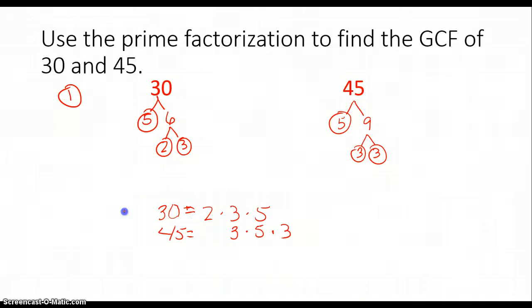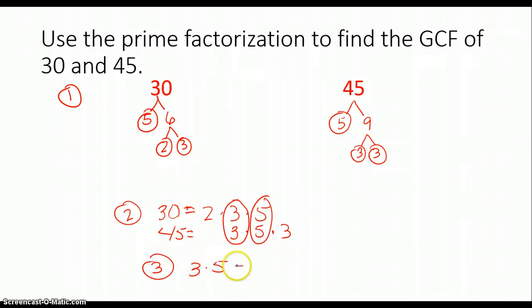So, step 2 is to find and circle the common factors on my two lists of prime factorization. Step 3 is to multiply the numbers I circled. And when I do that, I find that the GCF equals 15.